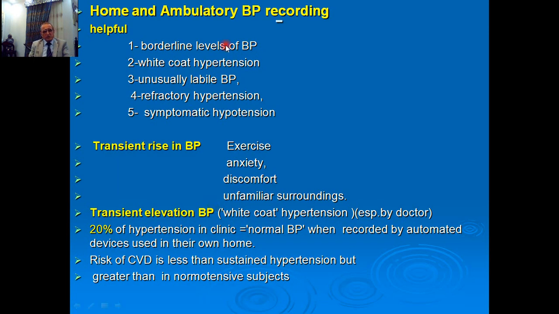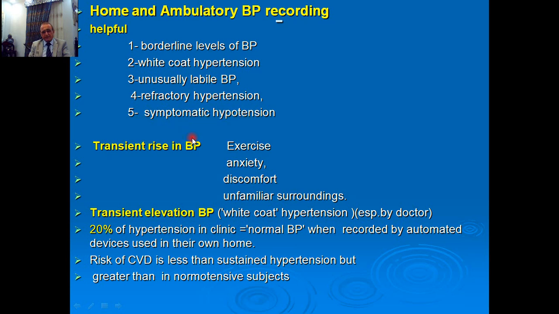Sometimes you are obliged to do ambulatory and home blood pressure readings. These are helpful and indicated in the following. When you have borderline cases of hypertension, say 140, 145, and white coat hypertension, when the patient is having high blood pressure checked by the doctor. Unusually labile blood pressure, shooting up and down, 140 over 80 and next day 160 and so on. And sometimes refractory hypertension. These are people who, when you give a drug, are difficult to treat.